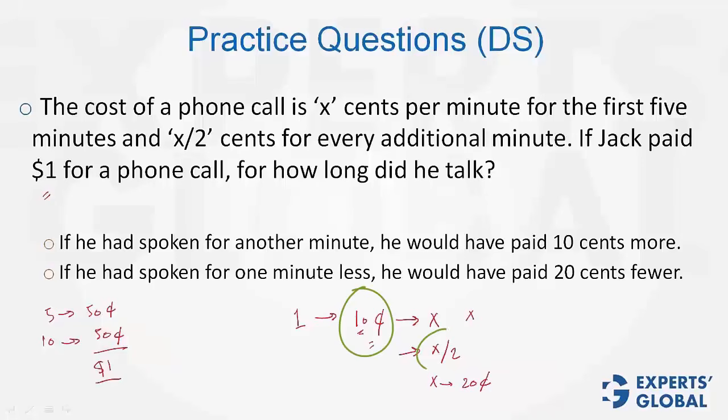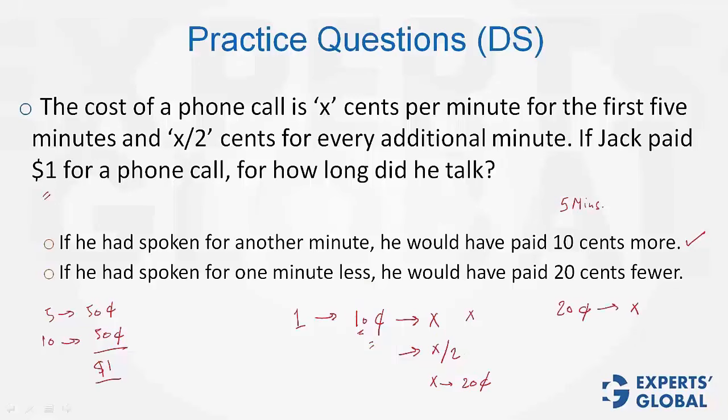10 cents is X divided by 2. The value of X is 20 cents, and therefore the person spoke for 5 minutes. I reached this answer, 5 minutes, a unique answer using statement 1 alone, and therefore statement 1 is definitely sufficient. Look at the next one.